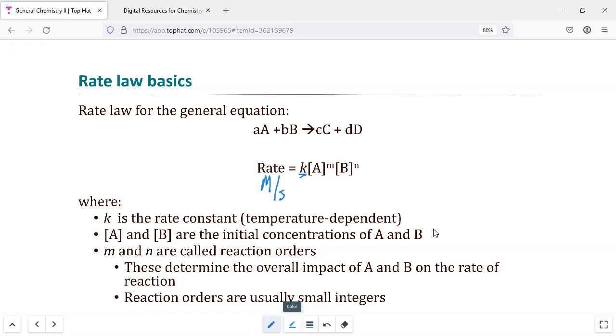Now, the thing about the rate constant is that it is a temperature-dependent constant. So its value at 200 Kelvin is going to be different than its value at 300 Kelvin or 700 Kelvin. The main reason for that is we know that there is a temperature dependence to reactions. They're going to go faster at high temperatures and slower at low temperatures. That's all that collision theory stuff coming up again.